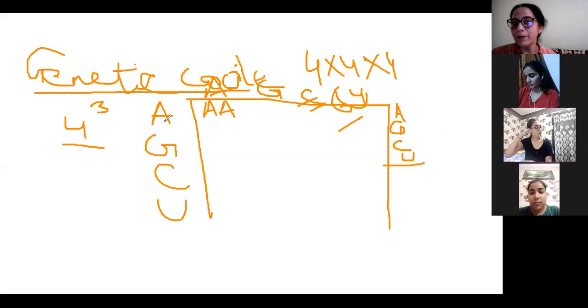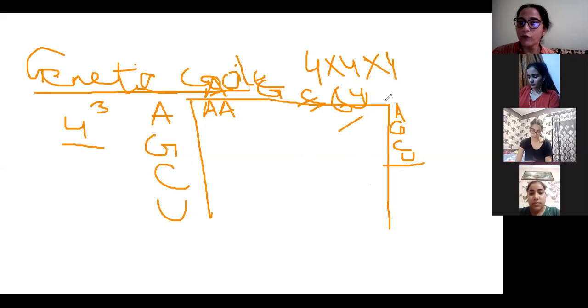That means, what was formed in the first? A. In the second? A. In the third, G, C, and the fourth is A and U. So in this way, the 4 nitrogen bases combine in 3 ways, and ultimately there are 64 codons.